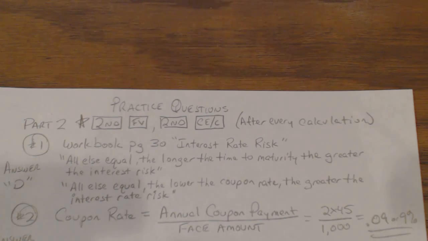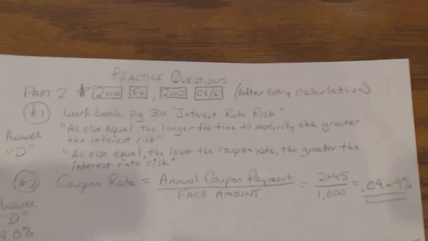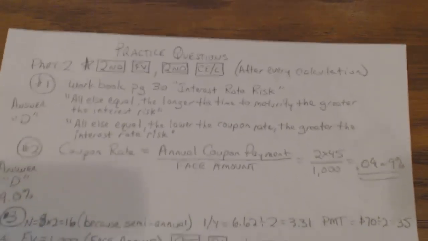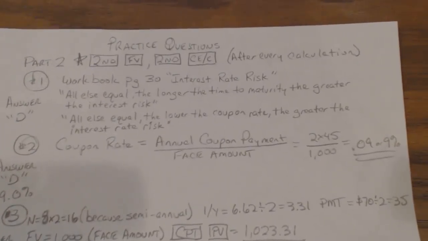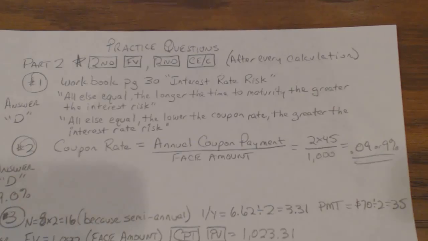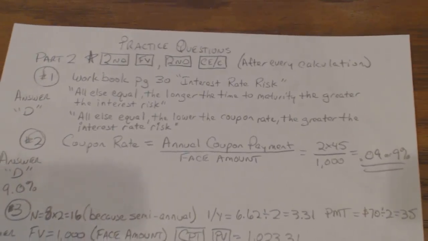Anyway, if you look in your workbook, page 30, interest rate risk, it talks about the different risks associated with bonds. And they give you 4 different options here. It says all else equal, the longer the time to maturity, the greater the interest rate risk. The reason is that the longer the bond is, the more chance that the interest rates will go up above whatever rate is on the bond.